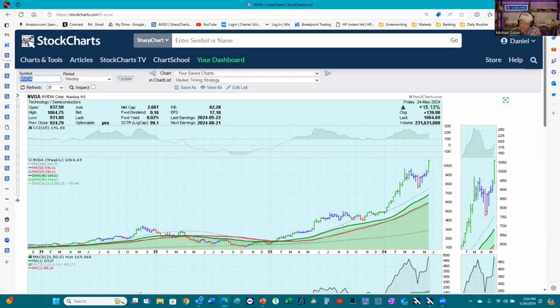So that's a 40-day exponential moving average and a 50. Actually, these are weekly charts. So remember I said long term. So this is a 40-week exponential moving average and a 50-week simple moving average.